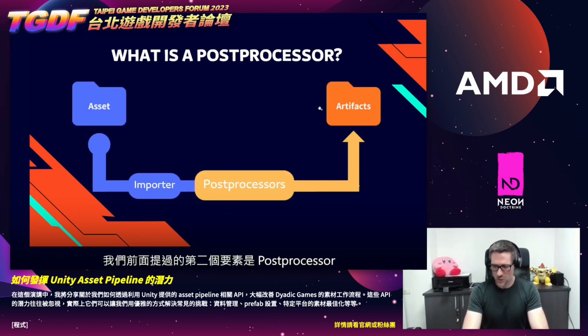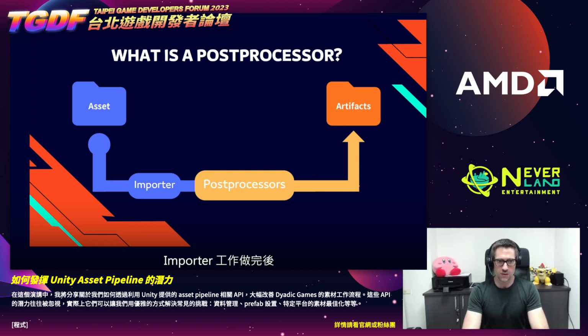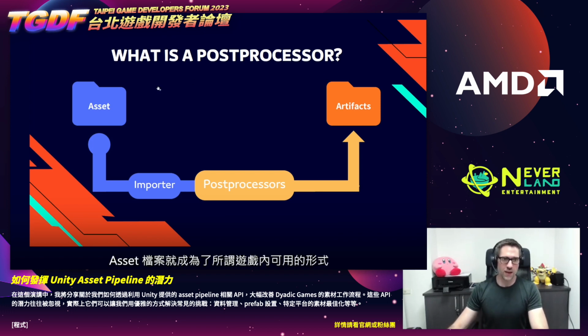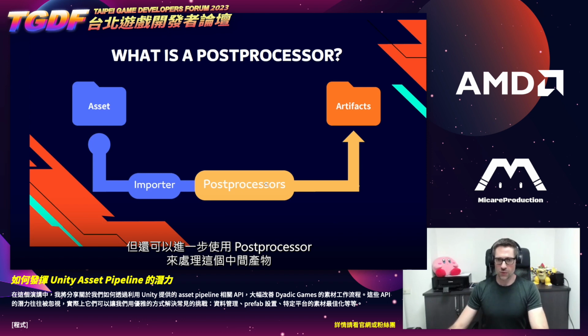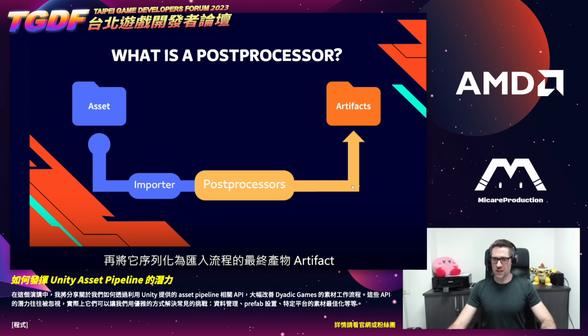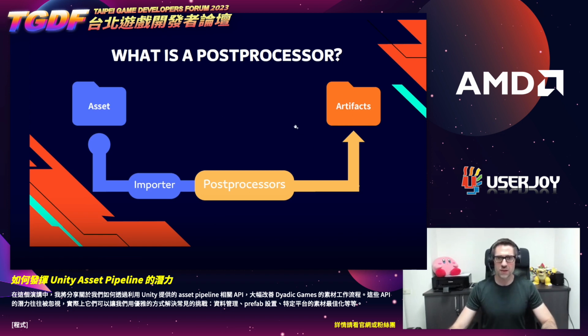The second component we introduced before is the post-processor. So when the importer has done its job, then the asset file now is available as a game-ready representation over here. But it's possible to further process this game-ready representation using post-processors before the representation gets serialized into an artifact, which is the final result of the importing process.